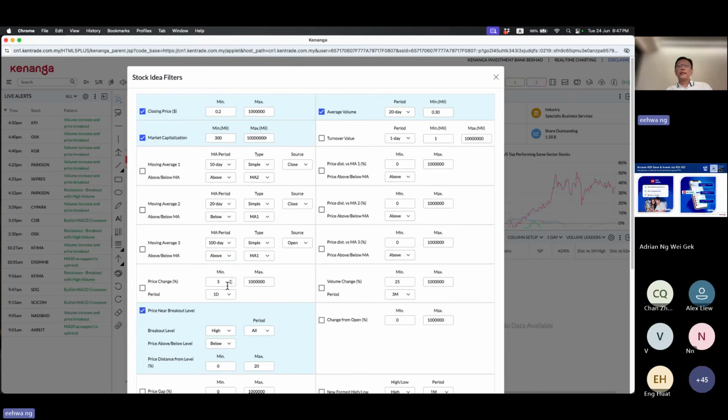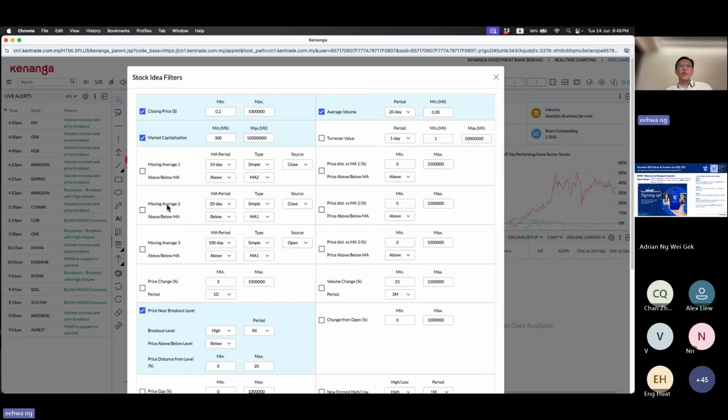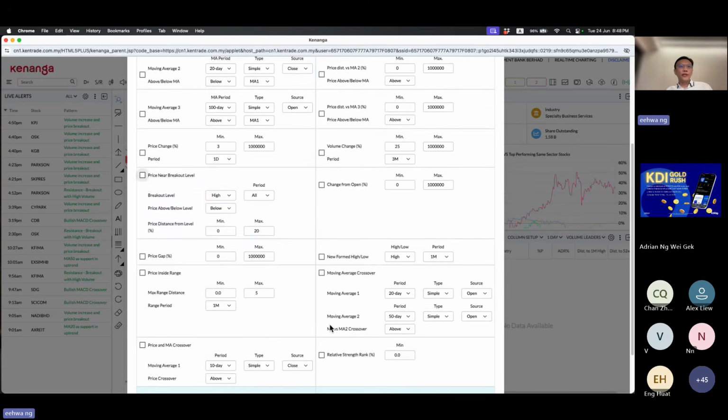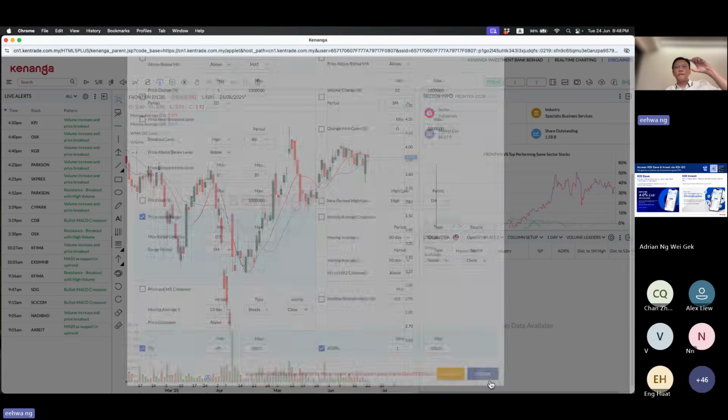So basically this is how you can use the rules here to generate trading ideas. Also, today I managed to cover the moving average. So let us ignore the breakout and see the rest. This is the inside range, not so interesting. Inside range means that the stock is trading inside a trading range, from 0 to 5% in the last 1 month. Let's just try this 1 month and see if there's any data coming out.